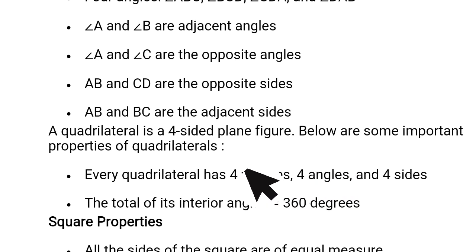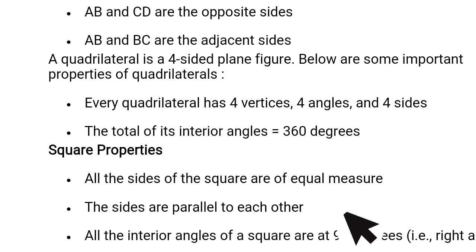Below are some important properties of quadrilateral. Every quadrilateral has four vertices, four angles, and four sides. The total of its interior angles is 360 degrees.